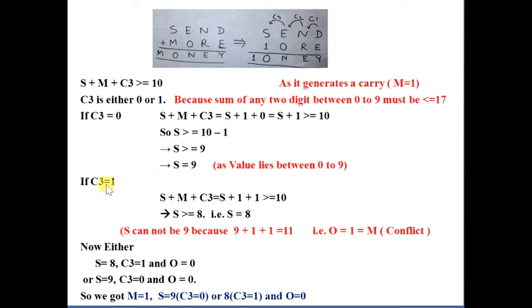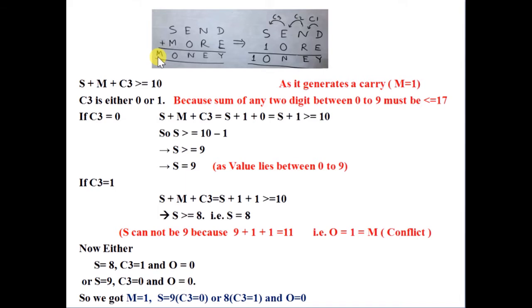Now suppose C3 equals 1. In that case it implies S is greater than or equal to 8, that means S equals 8. S cannot be 9 because if S equals 9, then S plus M plus C3, that means 9 plus 1 plus 1, equals 11. At that time it looks like M equals 1 and O equals 1. So it is a contradiction. So the value of S will be either 9 if C3 equals 0, or 8 if C3 equals 1. And in both cases, the value of O will be 0.